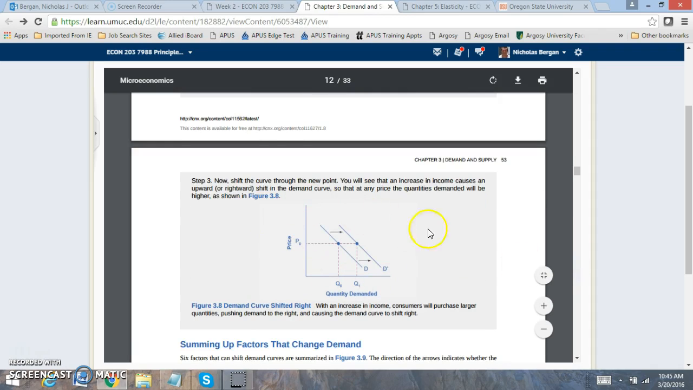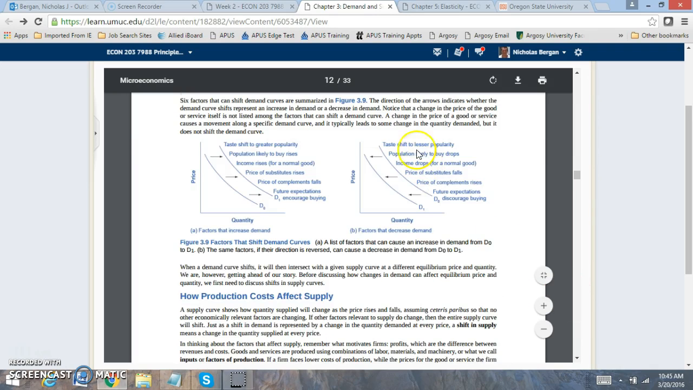So this is an increase in demand. When it goes to the right, that's an increase in demand. This is a decrease in demand when it goes to the leftward direction. This is an increase in demand. You'll notice the increase in demand is based on these factors right here. Here is a decrease in demand based on these factors.